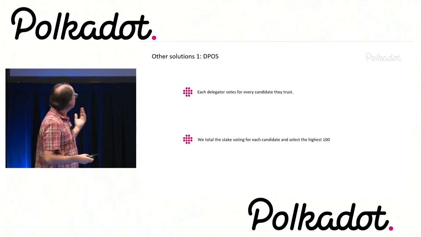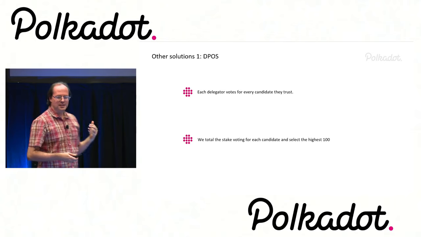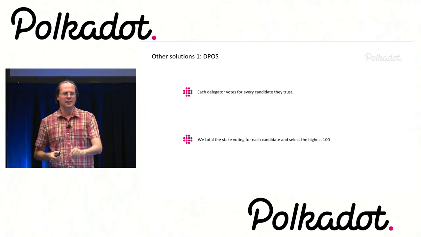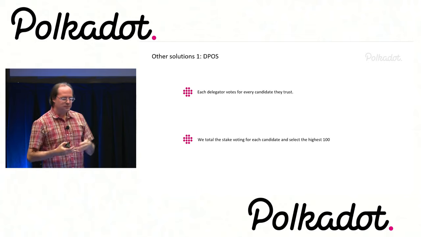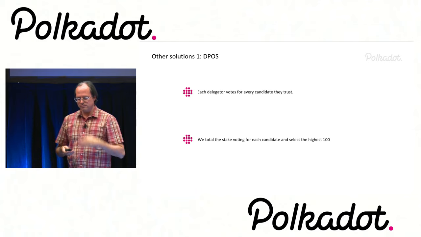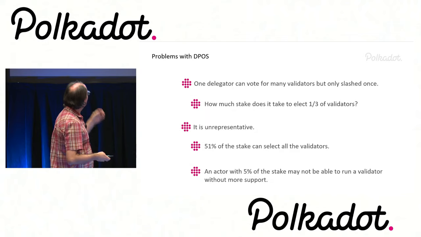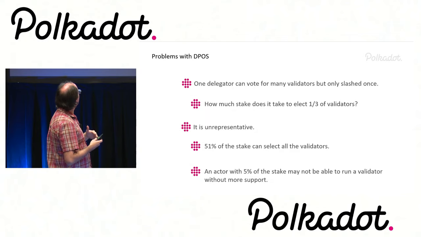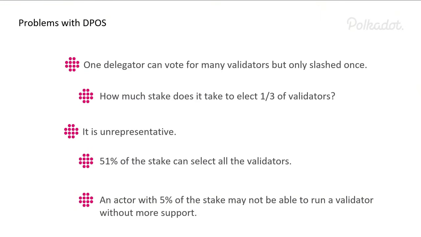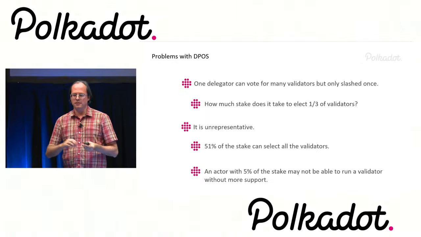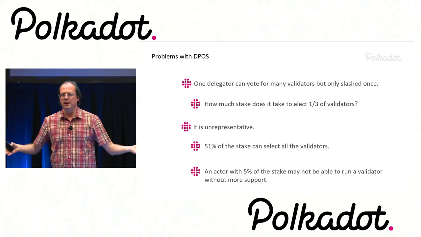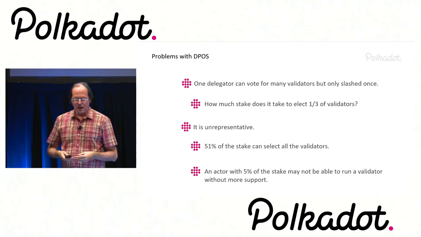This has some advantages. Sort of the way you would think of this is that even the 100th guy is trusted by a lot of people. But the downside is, if we want to attack, say, the relay chain, we need a third of validators to be bad. How much stake do we need to do that? It's not really very clear. It could be just one person with enough stake backing all of these, because basically you have 100 votes. You can vote for as many people as you want.